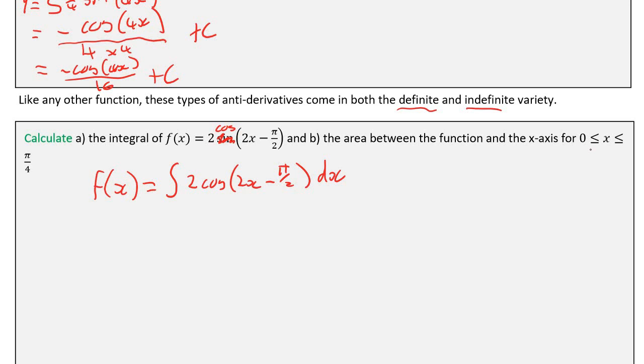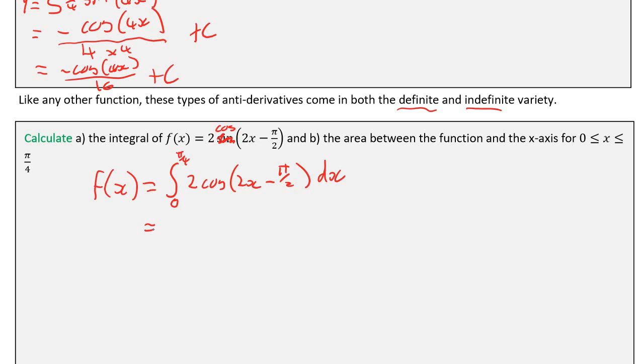So what we do, if the question gives us bounds, we just chuck them on the integration symbol. What that tells me is that I'm integrating this function from 0 to pi on 4. That's all that means. Okay, so on the next one, let's integrate it.